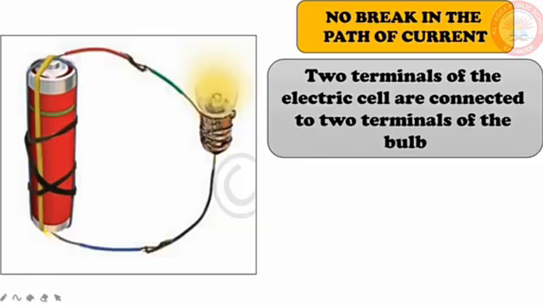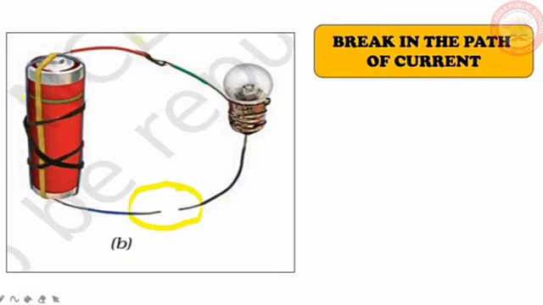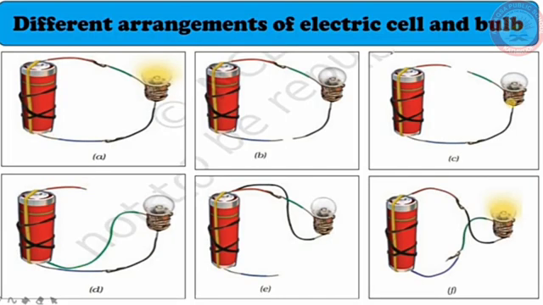Look at this electric circuit carefully. Can you see any break in the path of current? No. The two terminals of the electric cell are connected to the two terminals of the bulb. What about this picture? Here you can see that there is a gap. So there is a break in the path of current, so the bulb will not glow. Now you can see different arrangements of electric cell and bulb on page number 118.